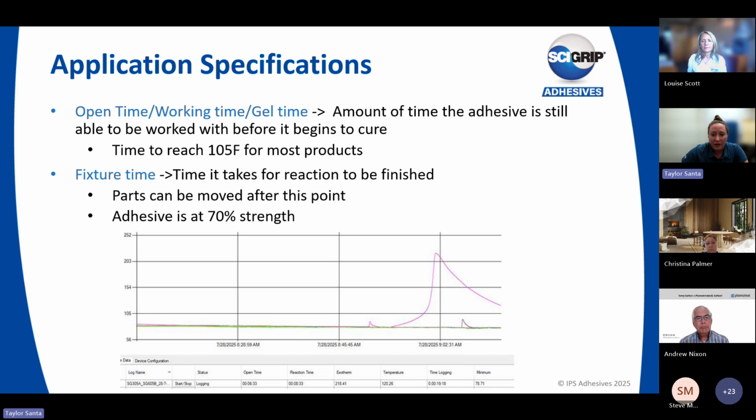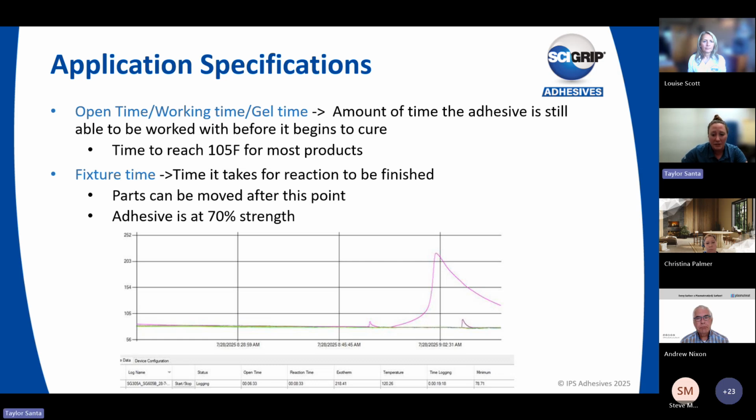For most of the SCIGRIP product line, we consider this point to be 105 degrees Fahrenheit. As you can see on the graph here below, the pink line, which represents the temperature of a curing adhesive over time, slowly increases until around 105 degrees Fahrenheit. At this point, the temperature quickly jumps up. At this point, where the temperature increases significantly, where the main part of the reaction is occurring, is that very steep incline. The adhesive material is becoming less workable and is beginning to harden.